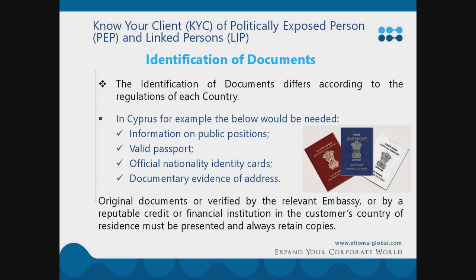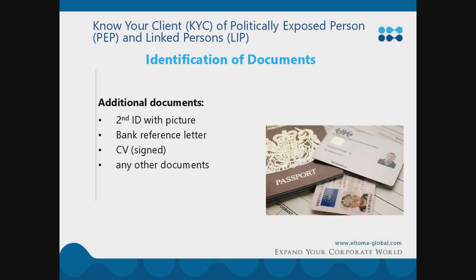He must present to you for the first time a valid passport, an official national identity card, and documents that could prove his proof of address. If, for example, we are talking about a foreign PEP, all these documents must be verified by the relevant embassy or notarized, or these documents might be verified by a licensed attorney. Also, it is under the law.